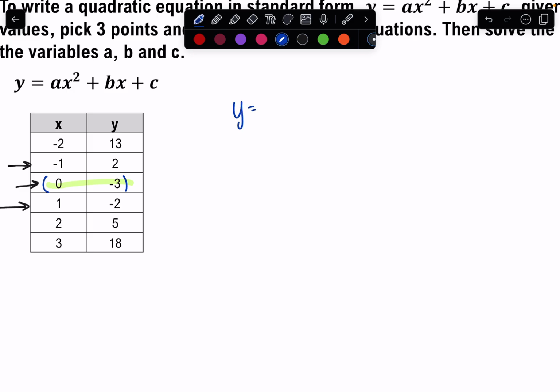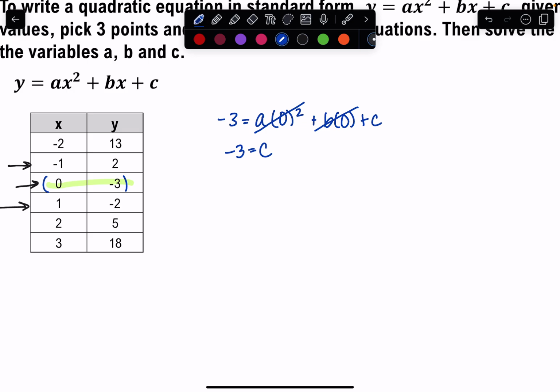So we get y equals, sorry, not y equals. I'm going to actually plug in the value of y. Y is negative 3. So negative 3 equals A times x is 0 squared plus B times x is 0 plus C. Well, this just goes to show again that plugging in 0 here, both of the A terms and the B terms are going to go away because we're multiplying by 0. And I know that C is now negative 3. Again, that is my y-intercept.